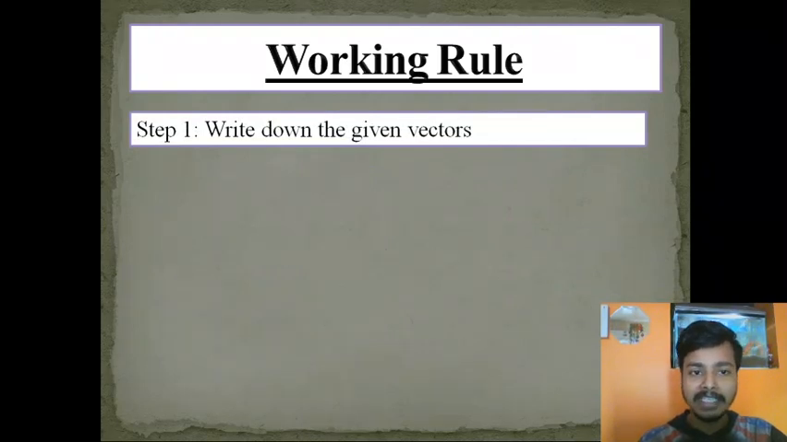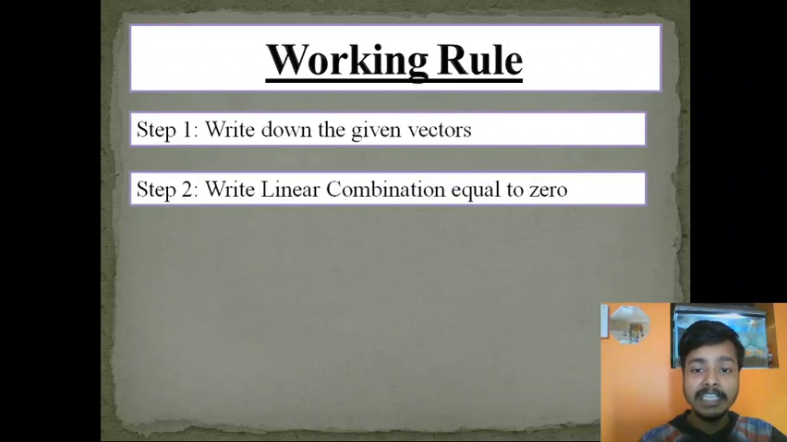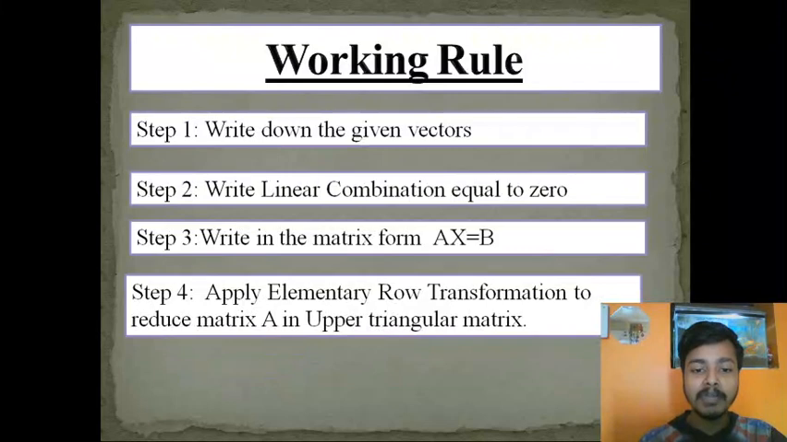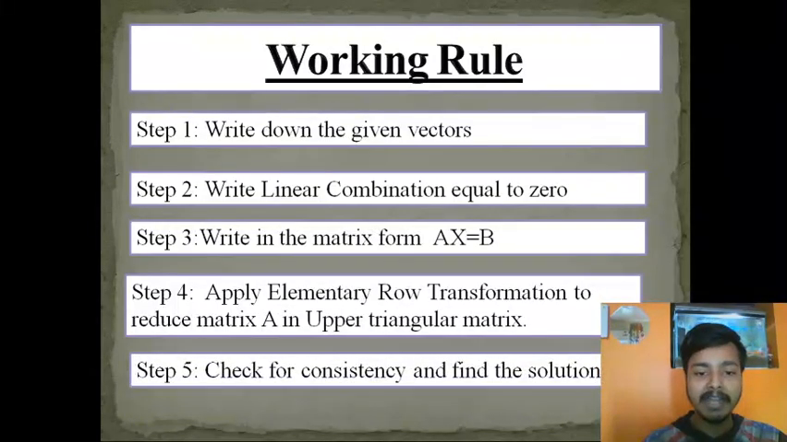Write down the given vectors as previous, then write down the linear combination equal to 0. Okay, the first two steps are the same as the previous topic. Now here comes a new step. Write in the matrix form Ax equal to b. So you have to write down the system in the form Ax equal to b, and then apply elementary row transformations to reduce matrix A into an upper triangular matrix. Once you reduce the given matrix into an upper triangular matrix, you can certainly talk about the rank. The number of non-zero rows of a matrix is nothing but the rank of the matrix.